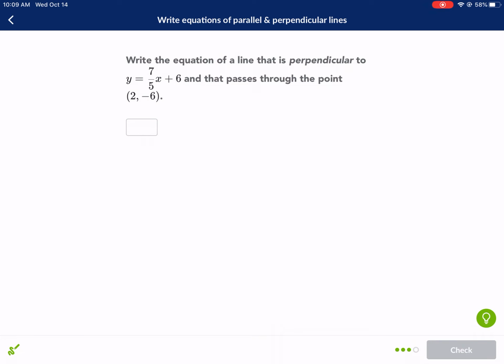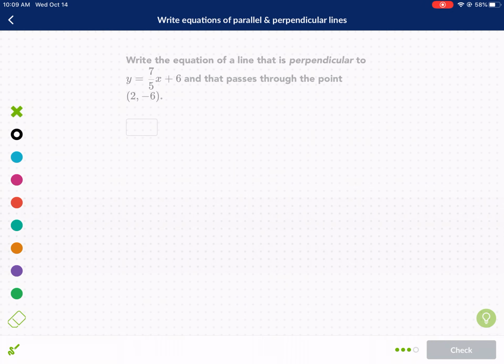All right, last one. Write the equation of a line that is perpendicular to y equals 7 over 5x plus 6 and passes through the point 2, negative 6. Okay, I'm going to try to do this one quick just so you can see that it can be done quickly, especially in point slope form. So I have my x1, y1 first. I'm going to identify my slope. My slope is 7 over 5. So if I want to find a perpendicular slope, first I need to make it negative, so opposite. And then I need to make it the reciprocal, so 5 over 7. So that is the negative reciprocal, so that's going to be perpendicular.